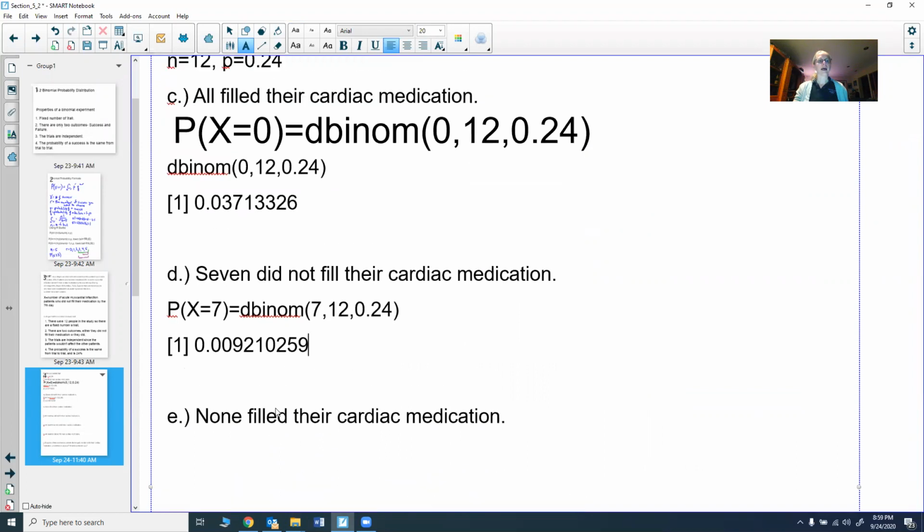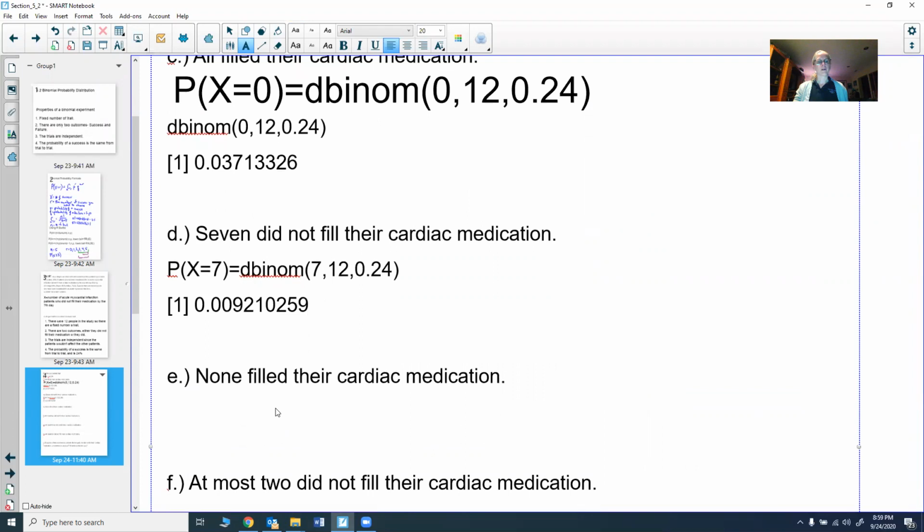All right, so now none filled their cardiac medication. So if none filled their cardiac medication, then we're looking for the probability that, if X is the number who didn't fill it, then all 12 of them did not fill it. So we're looking for the probability that X equals 12.